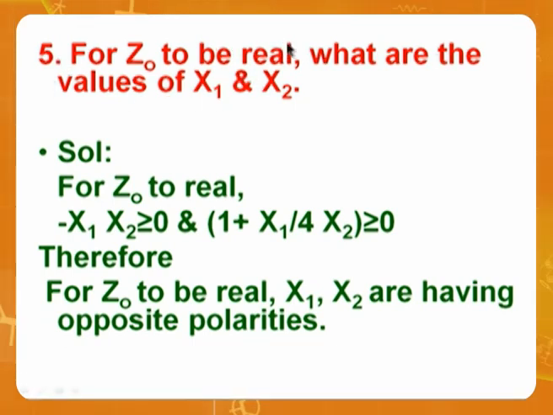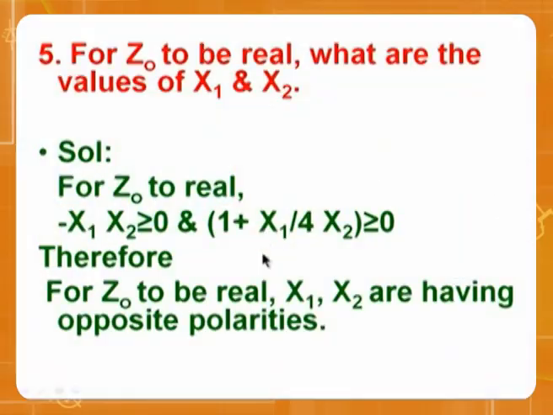For Z0 to be real, what are the values of X1 and X2? Why should it be real? If Z0 is not real, there is no power delivered, power is stored. For power to be delivered, there should be no complex quantity, it should be a real quantity. So minus X1 X2 greater than 0, 1 plus X1 by 4X2 greater than 0. That means this factor should be greater than 0, this factor should be greater than 0.